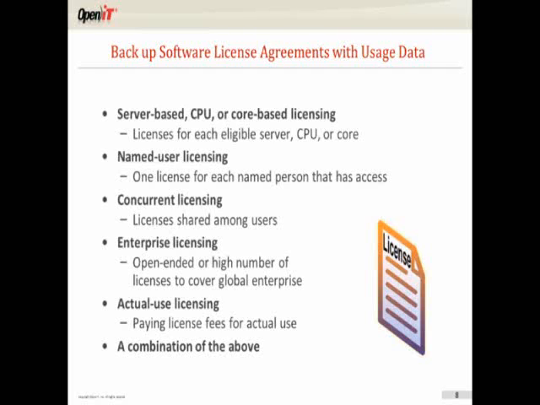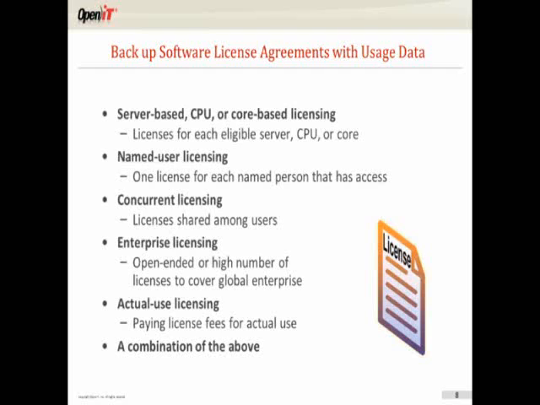What we'll see is server-based licensing or CPU-based or core-based licensing, depending on the software. Many times, of course, we'll see licensing based on named users, where each person has an access to a license based on their name. We'll also see concurrent licensing scenarios where licenses are shared among users. We typically see this with very expensive software that is served on license manager servers. Enterprise licensing is also something that companies will be looking at oftentimes, and many times the way that they'll accommodate this is either by having an open-ended agreement or having an agreement with a very high number of licenses to begin with, just to make sure that they cover their global enterprise.